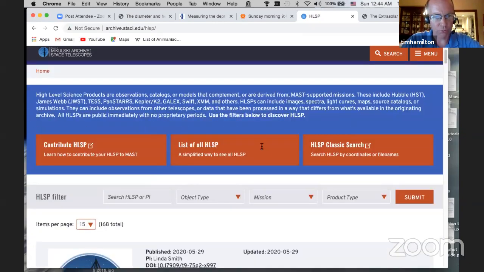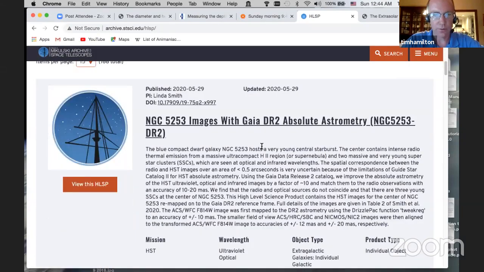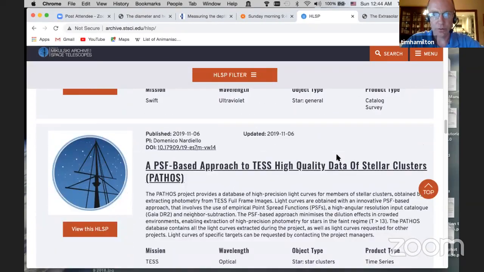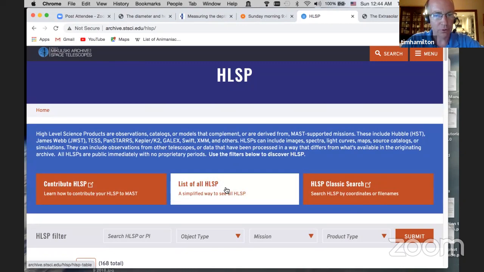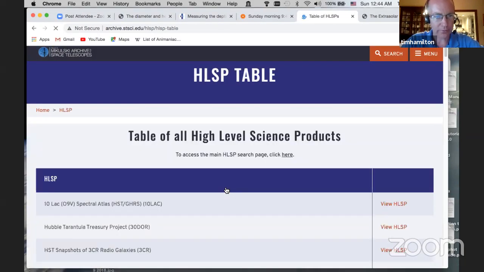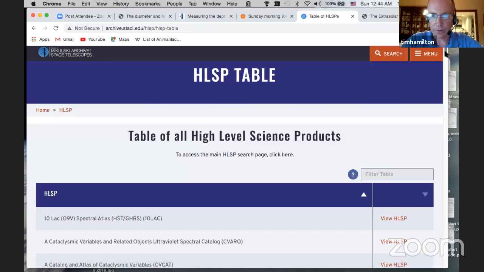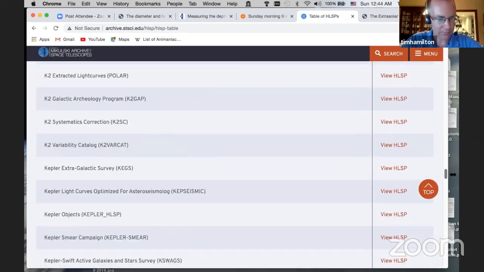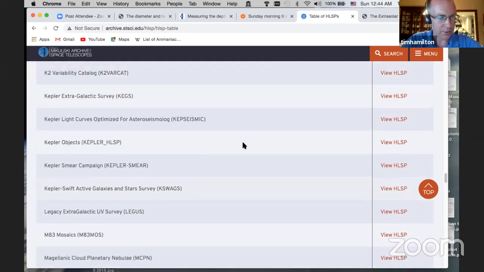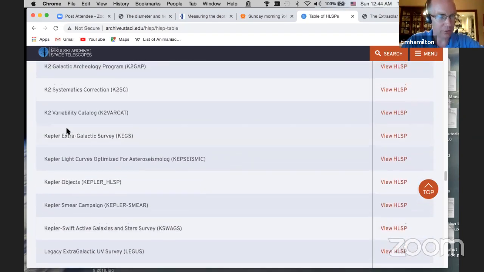and we're going to scroll down. Let's see here. List of all high-level science products. That's it. Click on that. Now, we're going to scroll down. These are in alphabetical order. We'll scroll down to K for Kepler. And you see that we have several different catalogs for Kepler.